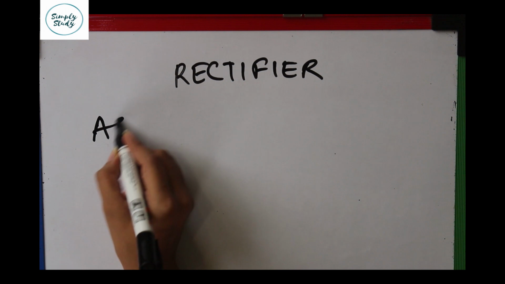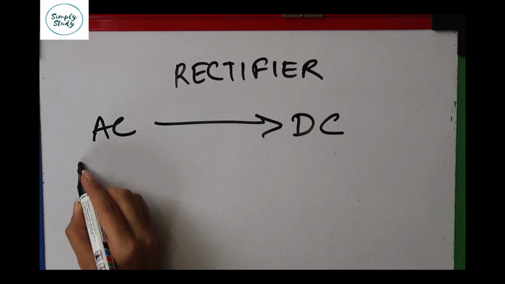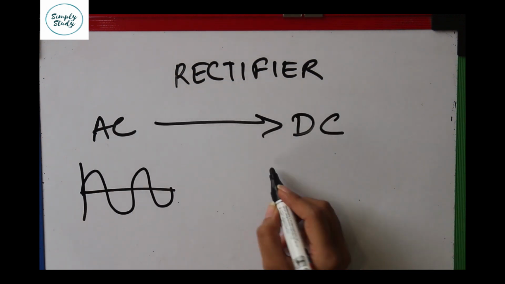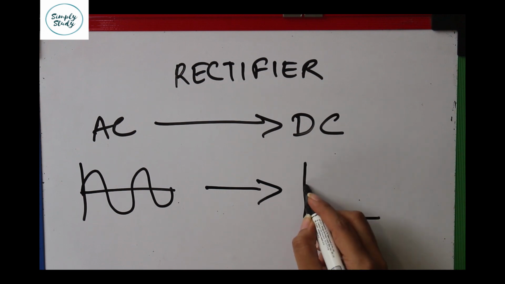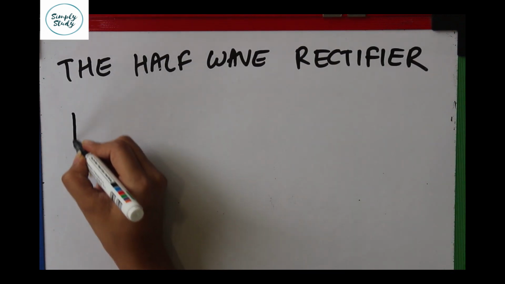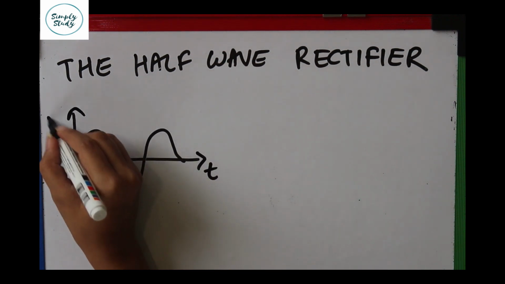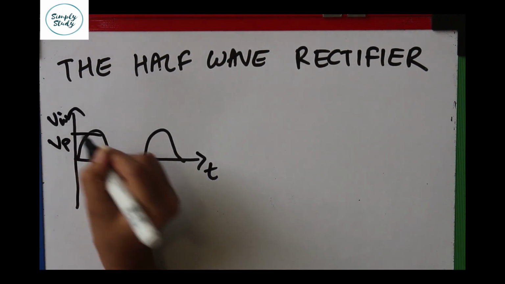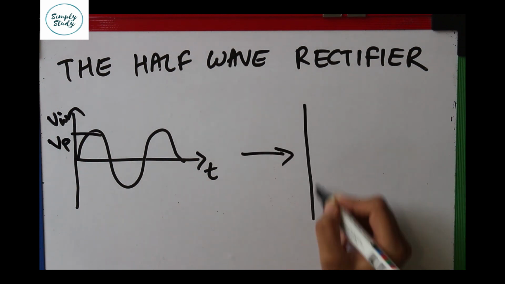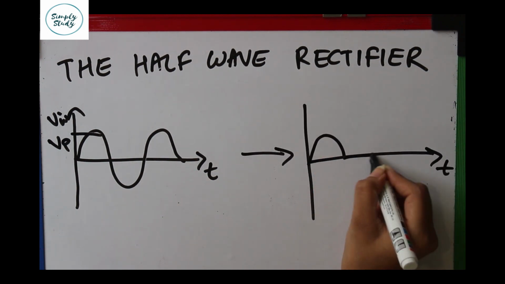A rectifier is a circuit which converts the alternating current input into a direct current output. The simplest rectifier circuit is that of a half-wave rectifier. This is what it does. This is the input, a sine wave, and this will be the output from a half-wave rectifier.